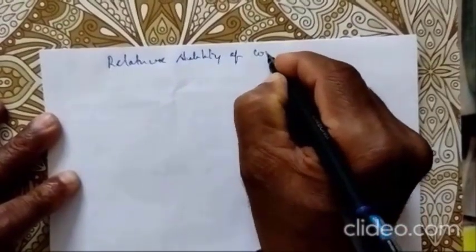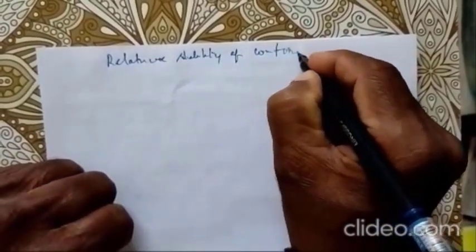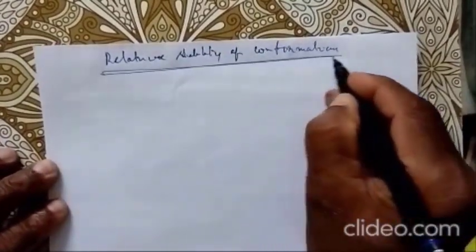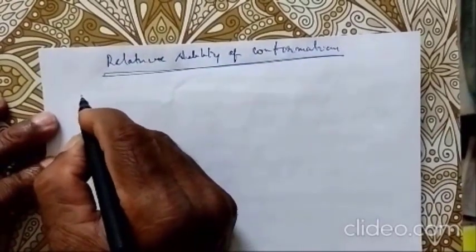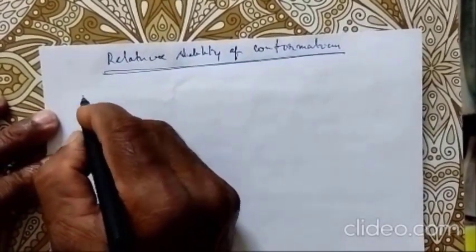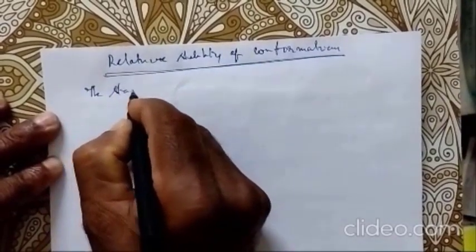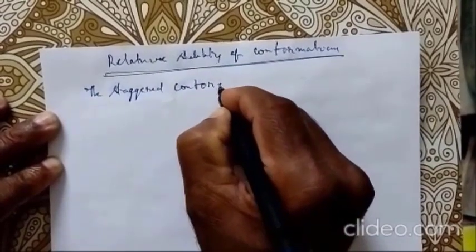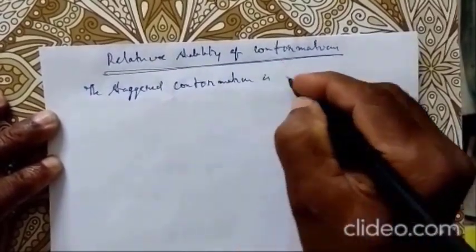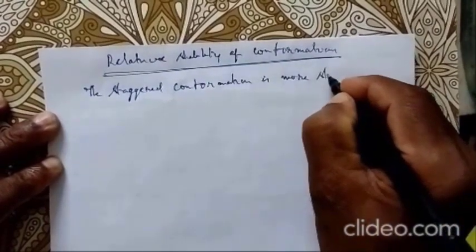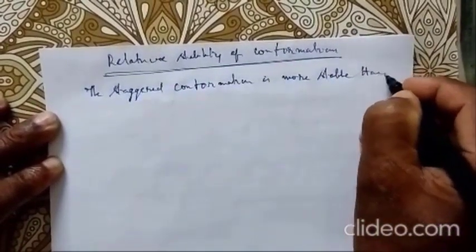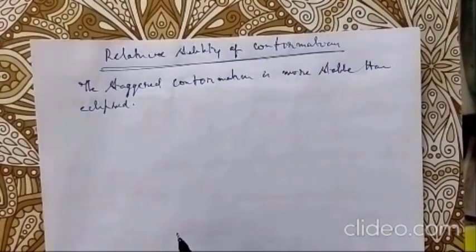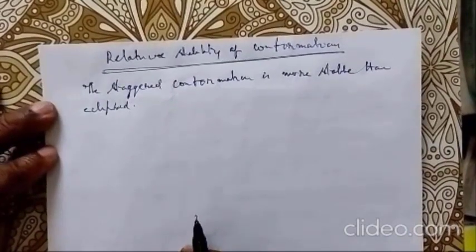Now, relative stability of conformations. Out of staggered and eclipsed, the staggered conformation is more stable than eclipsed.